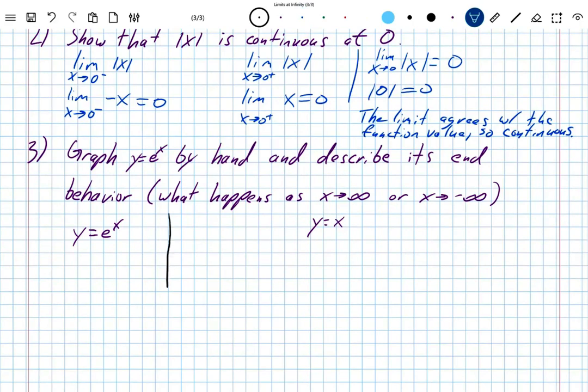So e to the x is never 0. It is always positive. But as x gets really, really negative, it goes down closer and closer to 0. And then it grows really, really fast as I go off to the right. This point right here is 0, 1. That's that y-intercept. It does not have an x-intercept. It just has this horizontal asymptote.